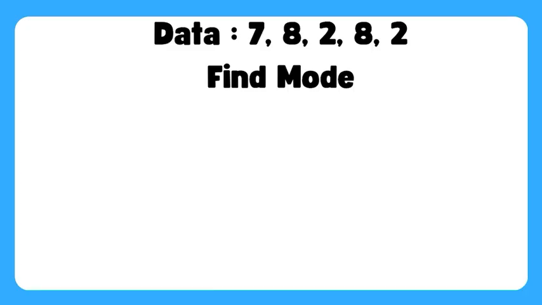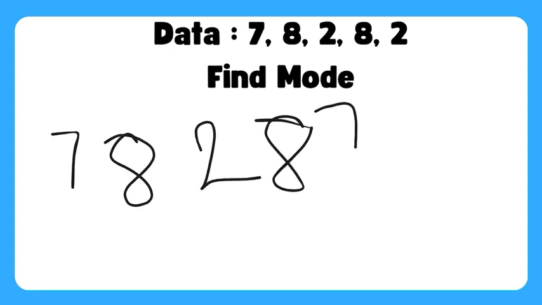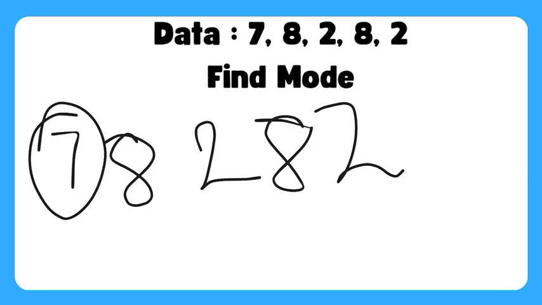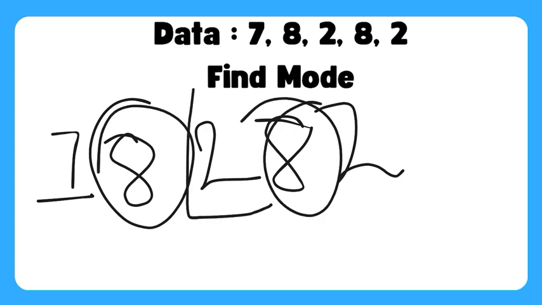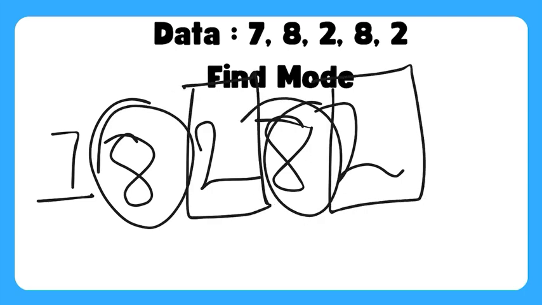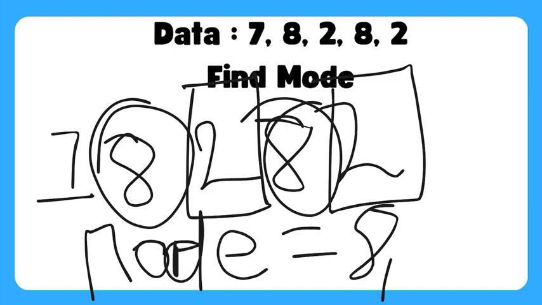So this is our example, the question. We have 7, 8, 2, 8, and 2. So we have to find the mode. So we have three unique numbers. We have 7, we have 8, and we have 2. So I'm going to put an underline for 7, a circle for 8, and a square for 2, so that we can easily see. 7, there's only 1. For 8, there are 2, and for 2, there are also 2. So there are 2 8s and there are 2 2s. So we have 2 modes. So our mode is equal to 8 and 2.